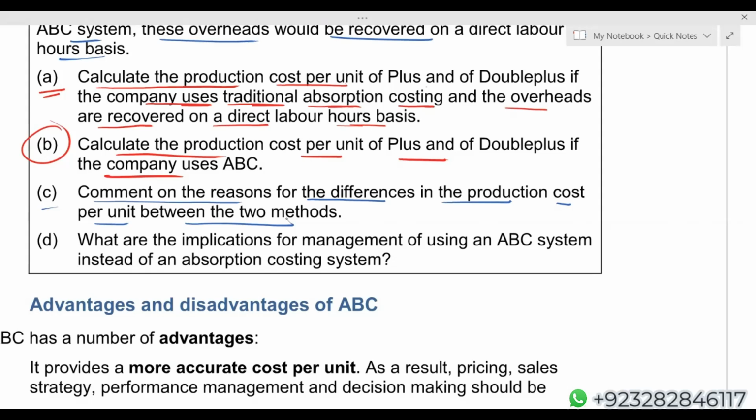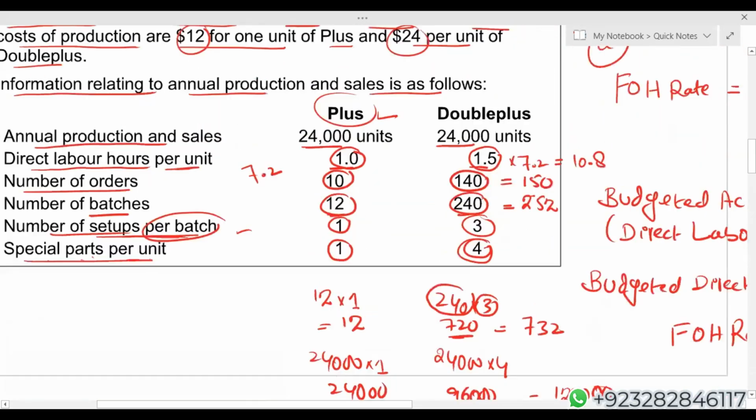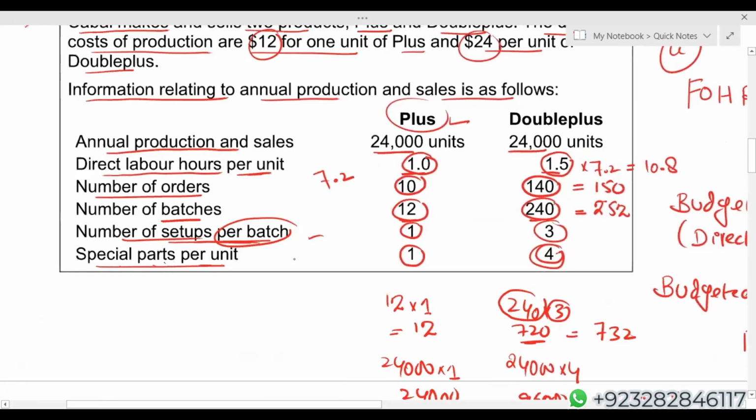And another reason is, if you look at double plus, it is a very complex product. The production of double plus is very complex as compared to plus. Why? Because look at this. Special parts per unit, double plus needs 4. Number of setups per batch, plus needs 1, but double plus needs 3. Look at the number of batches. Plus is having 12, but double plus is having 240. Look at the number of orders. Plus is having 10, and double plus is having 140. So obviously, the production of double plus is far more complex than plus.